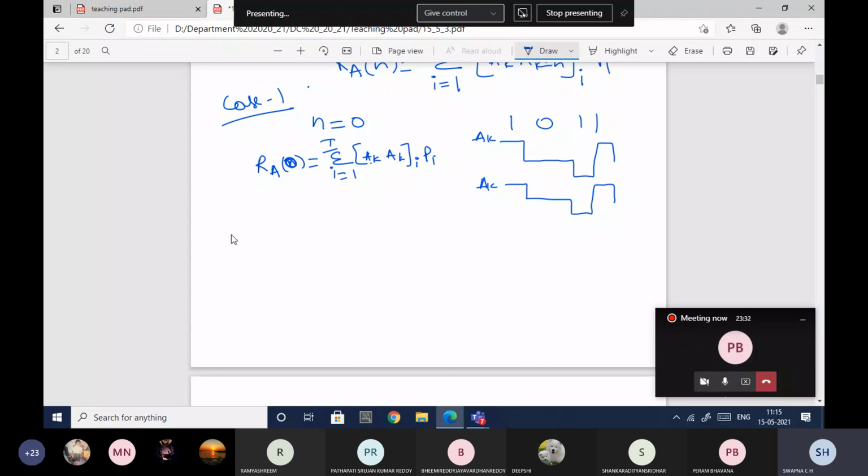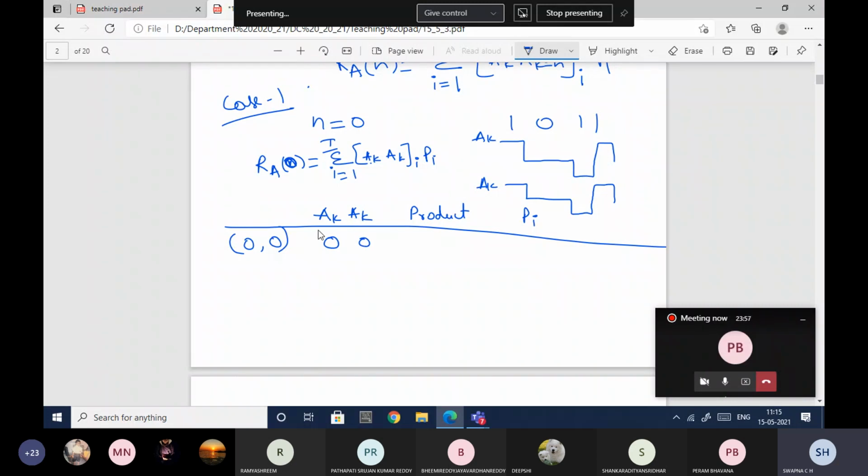Okay, so first let me consider the first bit is a 0. If that is 0, the next one will also be 0 because it is not the shifted version. So what will be your AK value, and the product of those two, and the probability of that event? When AK is 0 and AK is 0, the amplitude will be 0, 0, right?